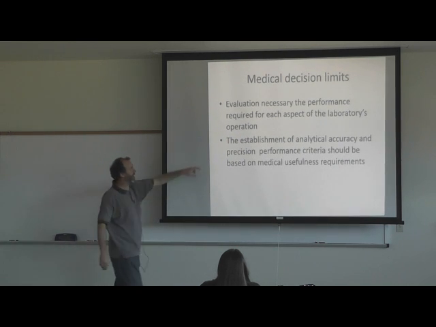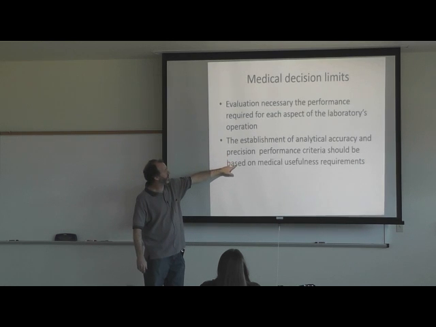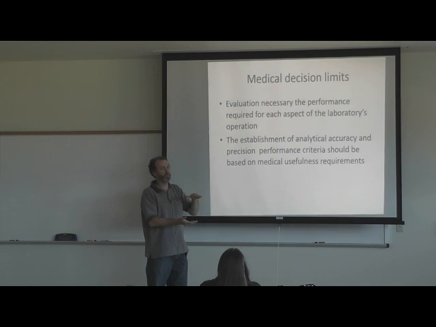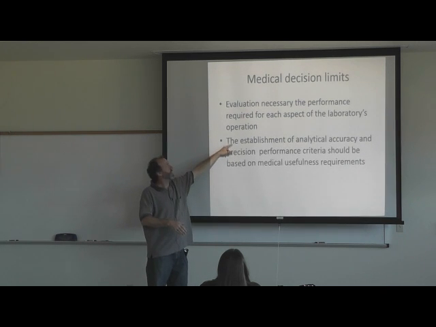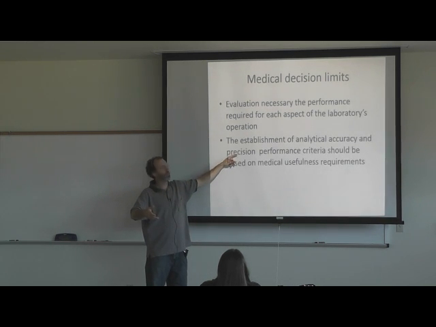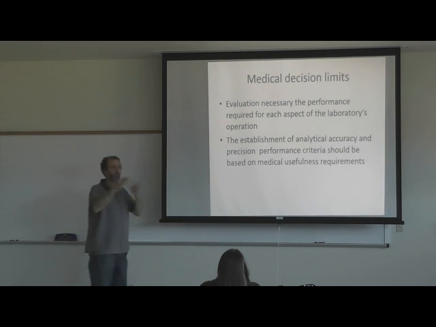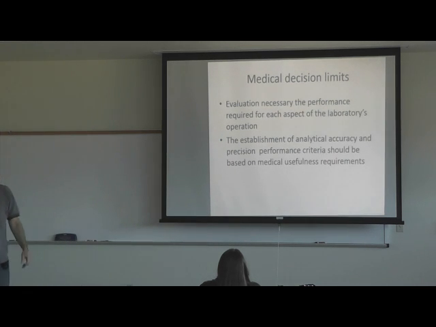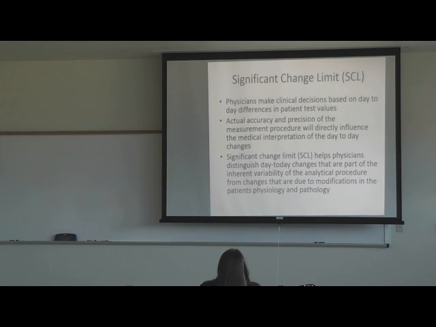So the establishment of analytical accuracy and precision performance criteria should be based on these medical usefulness requirements. So you want to minimize the error at these medical decision limits, because if you have a lot of bias elsewhere, but it really makes no difference as to what the diagnosis is going to be, it doesn't matter. What matters is when you have a lot of imprecision and inaccuracy right at these medical decision limits, because you can go either way. You want to be as accurate as possible and precise as possible at the medical decision limits, if it's going to affect patients. So this is something they do in the hospitals and stuff.